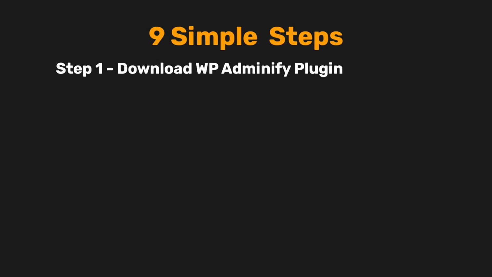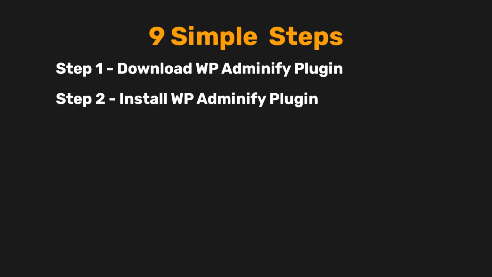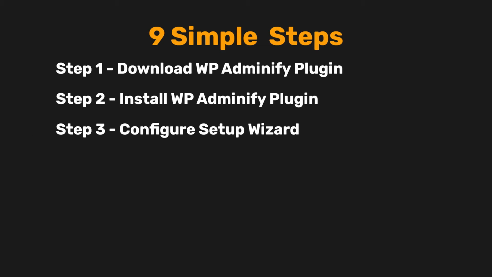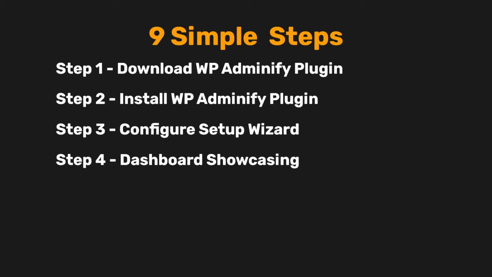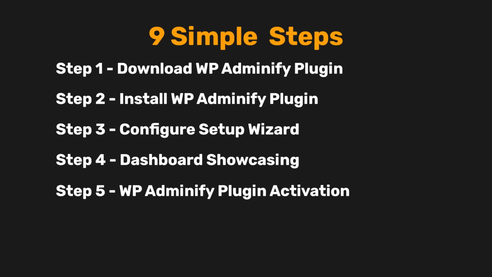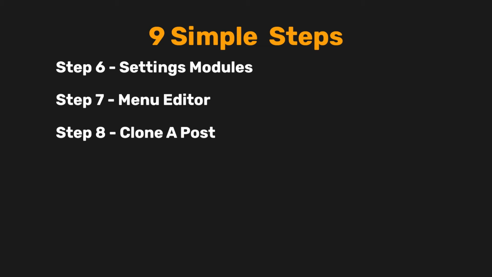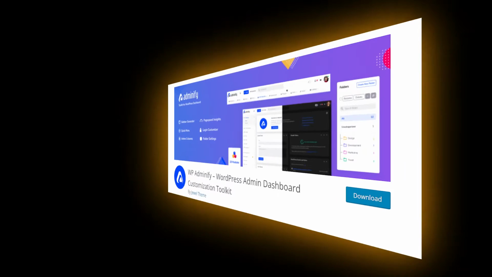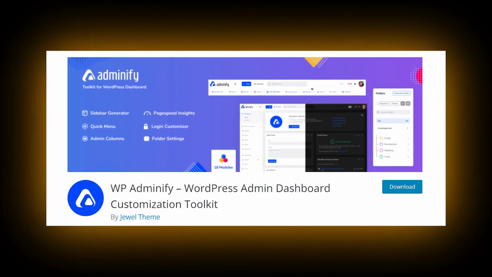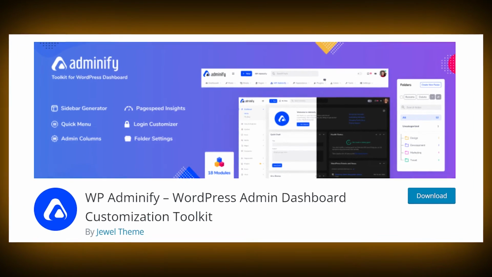Okay, step 1, download WP Adminify plugin. Step 2, install WP Adminify plugin. Step 3, configure setup wizard. Step 4, dashboard showcasing. Step 5, WP Adminify plugin activation. Step 6, setting modules. Step 7, menu editor. Step 8, clone a post. Step 9, create folder. In this video, I will be working with the free version of the WP Adminify plugin.